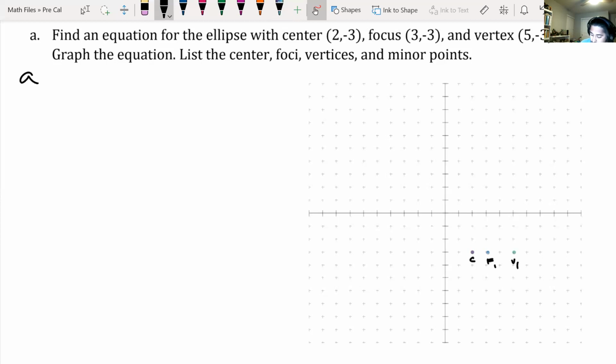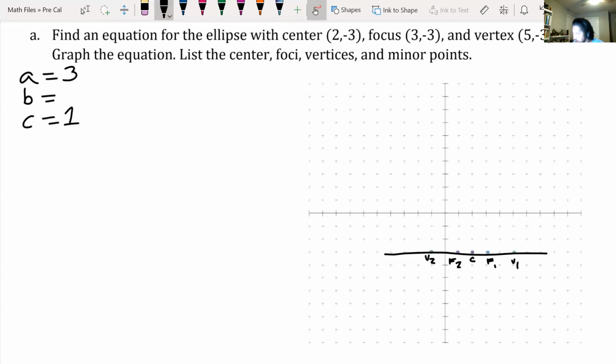Remember that a is the distance from center to vertex. So how many spaces away is the vertex from the center? 3. 3, which means, can we find the other vertex? Yes. It's going to be 3 the opposite way. Yeah, there you go. And there's vertex 2. And then c represents the distance from center to focus. So how many spaces away is that focus? 1. Yeah, 1, which means we can find the other focus, which is right there. Focus 2.